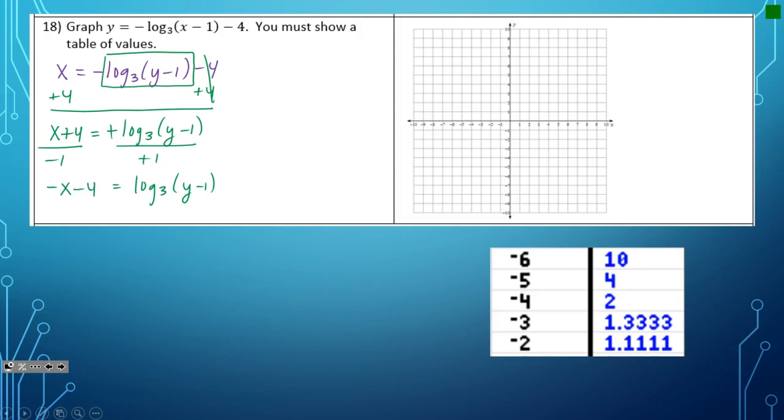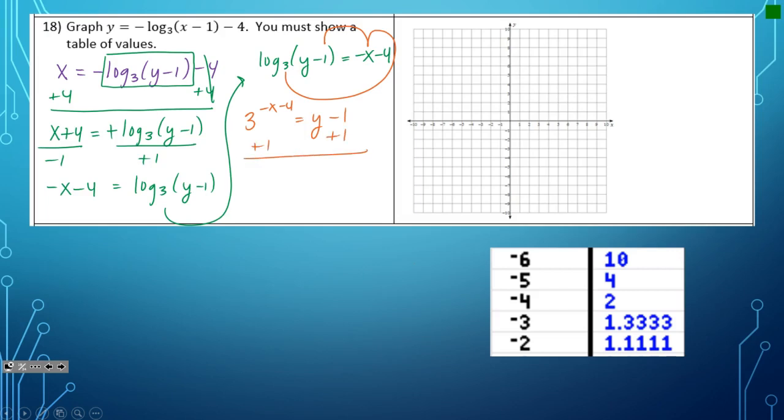Now I can put this into exponential form. Before I do that, though, I like to rewrite it so that my logarithmic expression is on the left. So log base 3 of y minus 1 equals negative x minus 4. Now we're going to put this into exponential form. So this will be 3 to the negative x minus 4 equals y minus 1. And now, last but not least, I have to add the 1 to both sides so that my y is totally by itself. So this is going to be 3 to the negative x minus 4 plus 1 equals y.